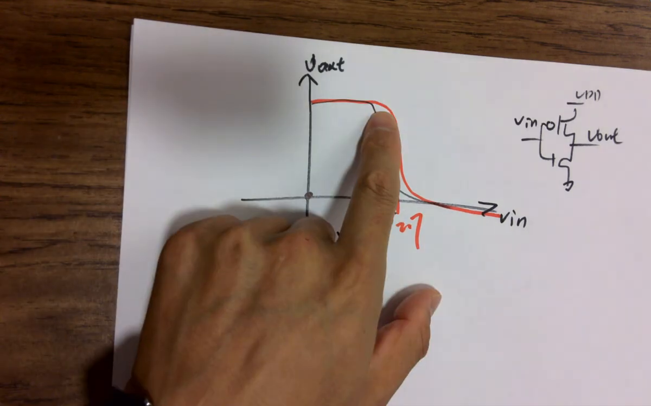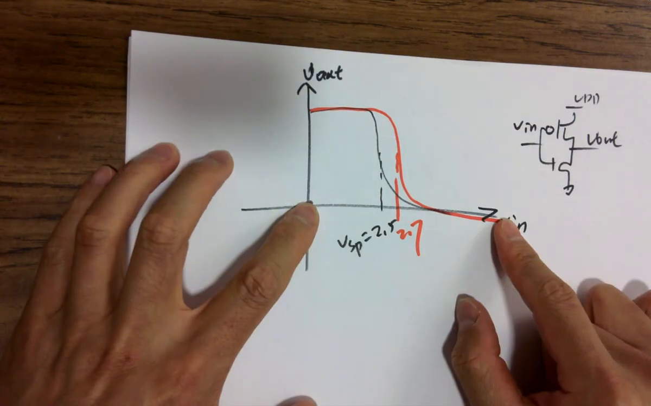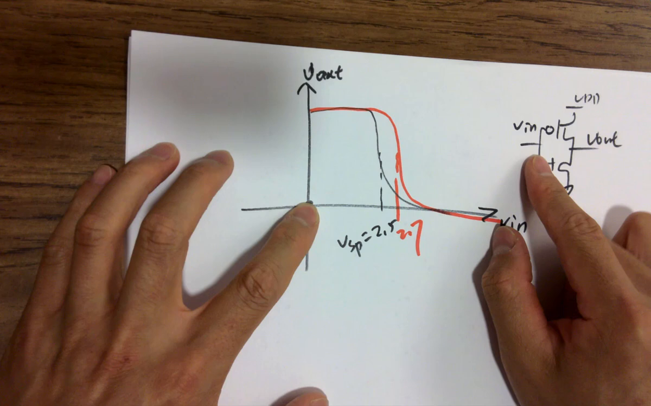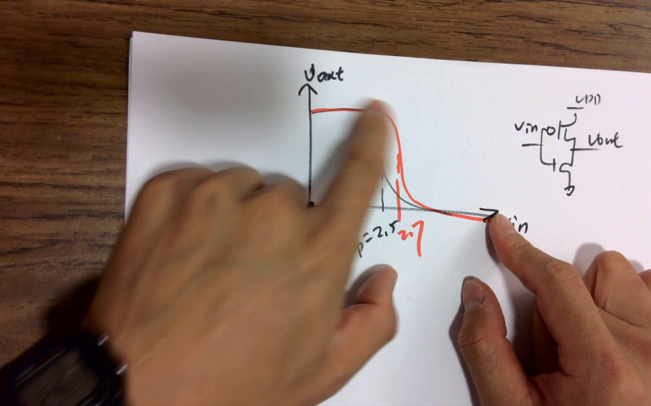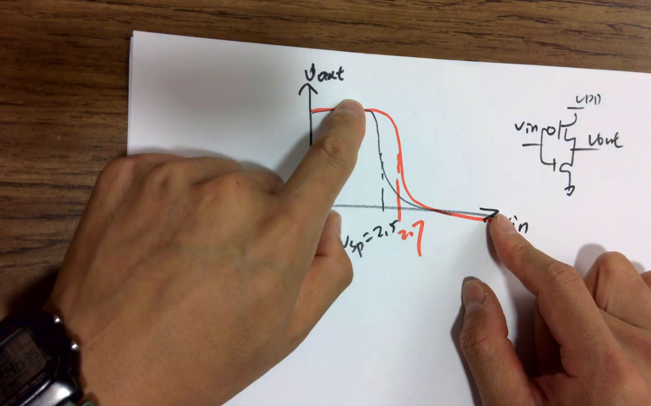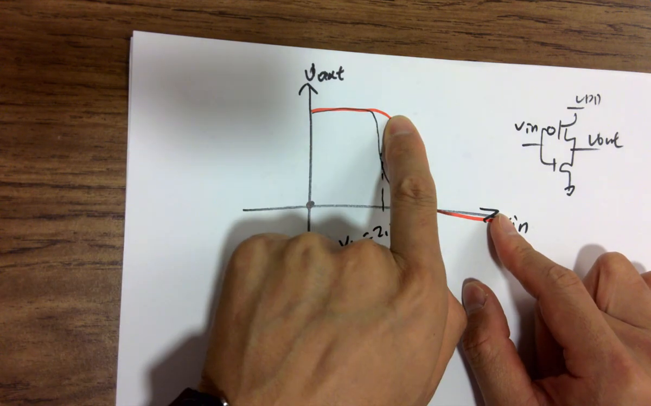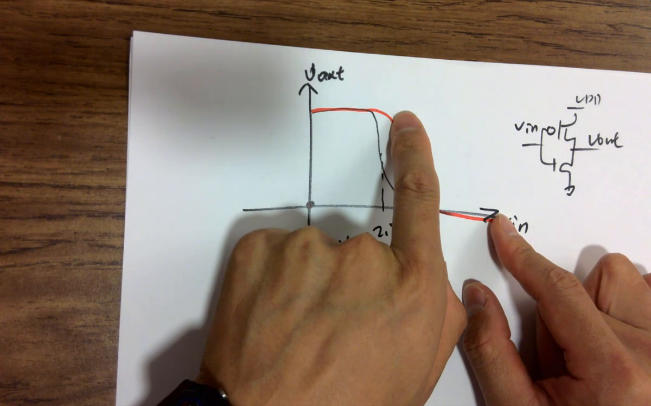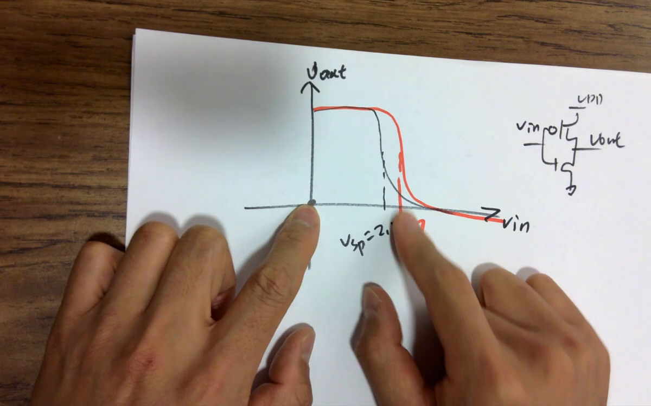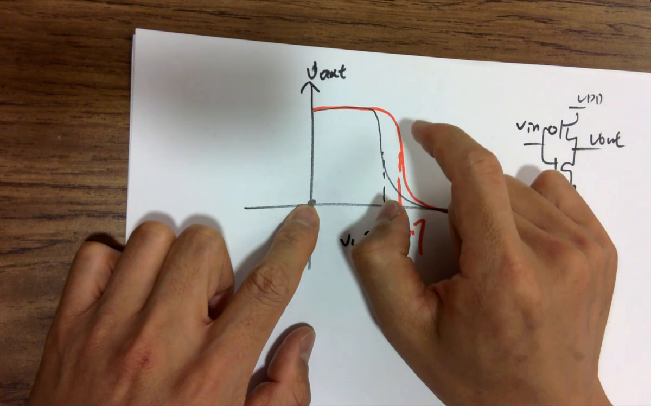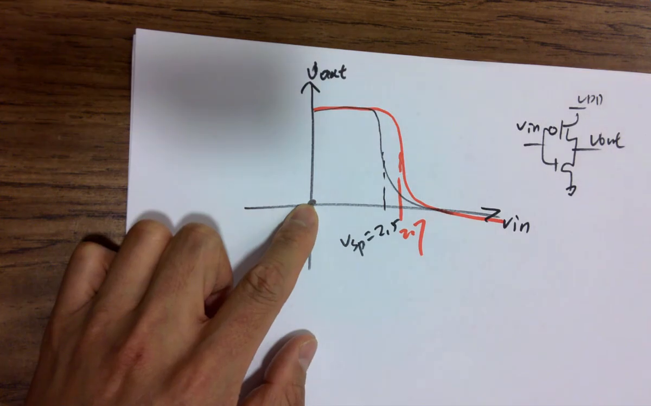Pulls up longer, right? Whenever you have V in increasing, because the inverter is an inverter, when you increase V in, it's trying to pull this V out down to ground. But because the PMOS is stronger, it's able to hold it for a longer time. It's still holding it while V in is still increasing until 2.7 volts, it's still holding that at 1. So it's the stronger PMOS here.